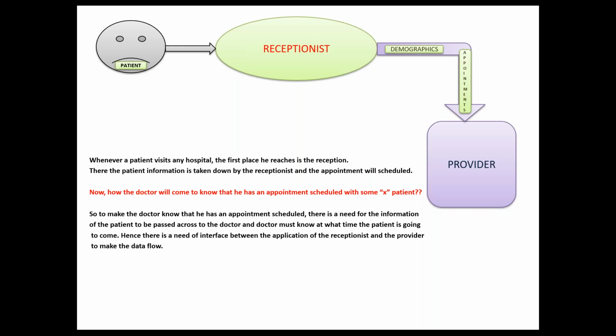So to make the doctor know that he has an appointment scheduled, there is a need for the information of the patient to pass across to the doctor, and the doctor must know at what time the patient is going to come. Hence, there is a need of an interface between the application of the receptionist and the provider to make the data flow. So when the receptionist schedules an appointment, how will the doctor get to know that there is an appointment?